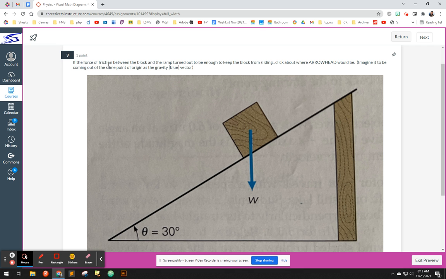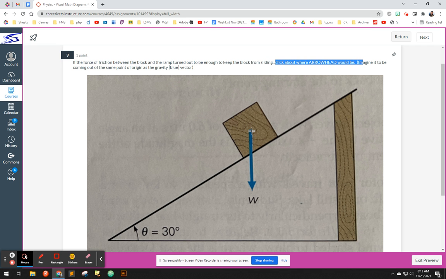If the force of friction between the block and the ramp turned out to be enough to keep the block from sliding, in other words, the force vector in this direction is not bigger. It's basically equal to the force of friction that's going to be in the other direction. And because I said if the force of friction turned out to be enough to keep it from sliding, then that means this is going to be equal to that. It's going to be able to withstand it. Click where the arrowhead would be.